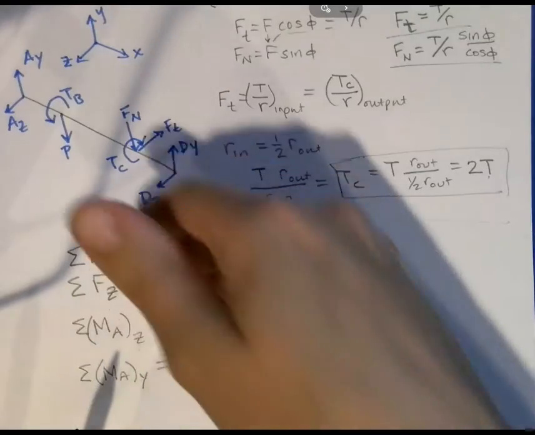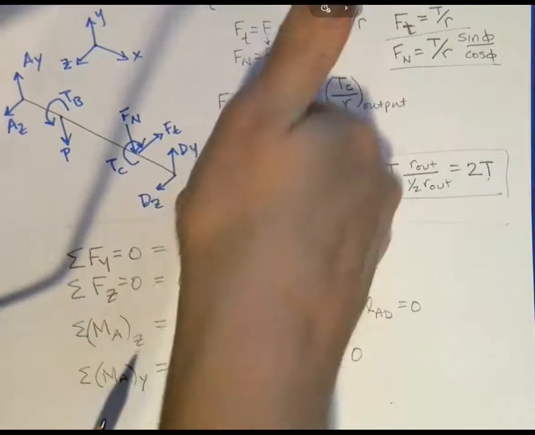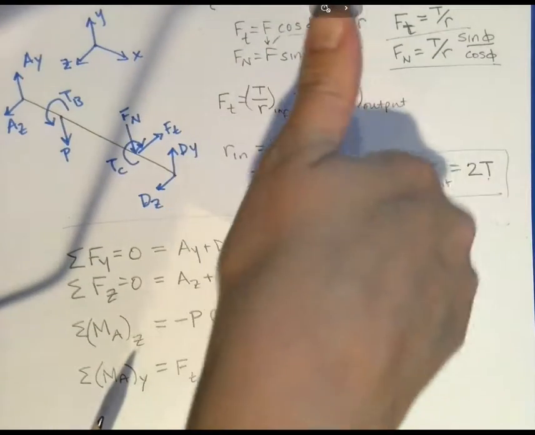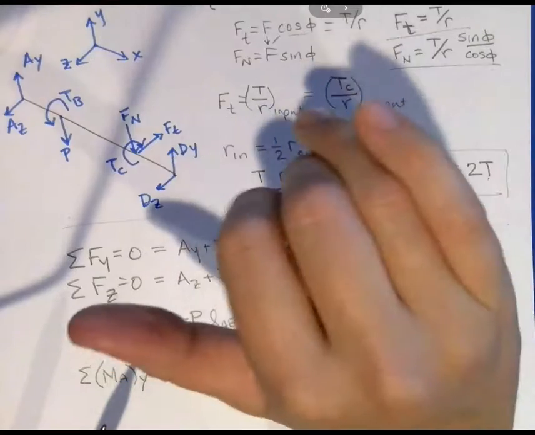And just a reminder, I'm looking in the Z for moments that point my thumb in the Z direction. So P points my thumb in the negative Z, Fn does the same, and dy points my thumb in the positive Z.